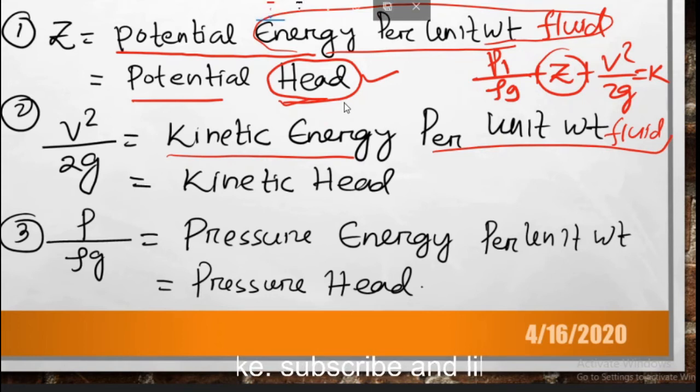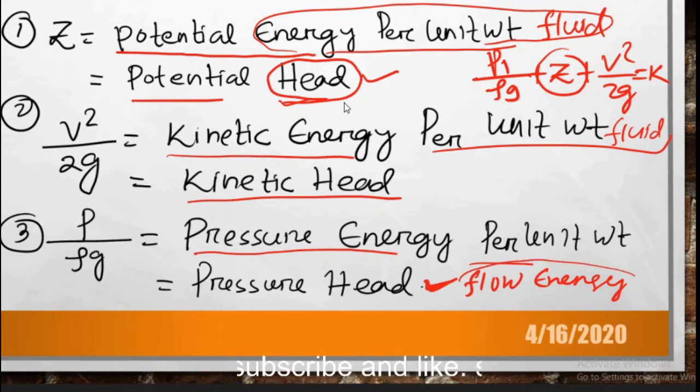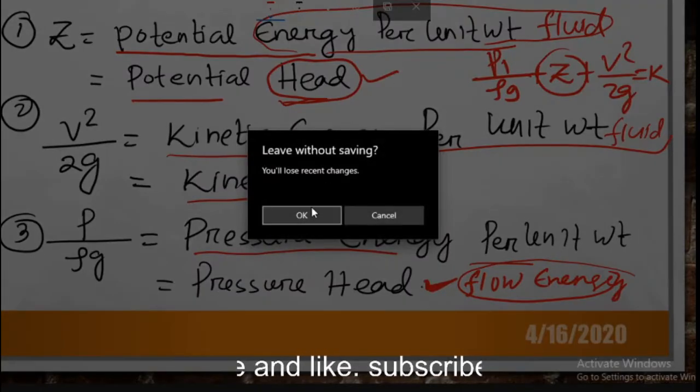So energy per unit weight of the fluid is called head. So V square by 2g is called kinetic head. Similarly, P by rho g is the pressure energy per unit weight of the fluid, that is called pressure head. This is also called flow energy. The energy which is generally required to make a flow is called flow energy.